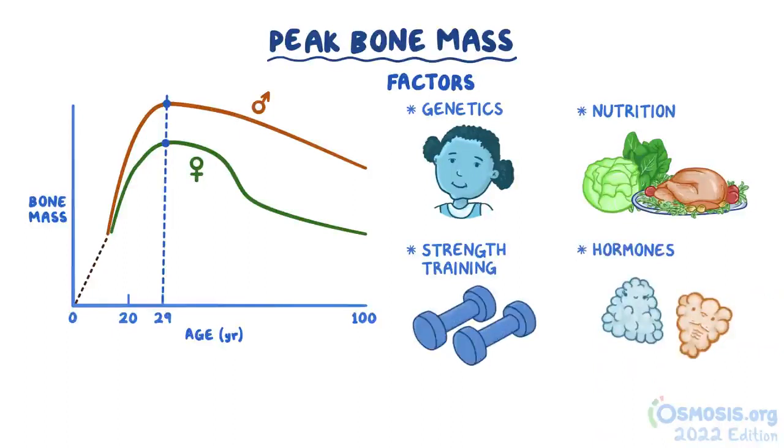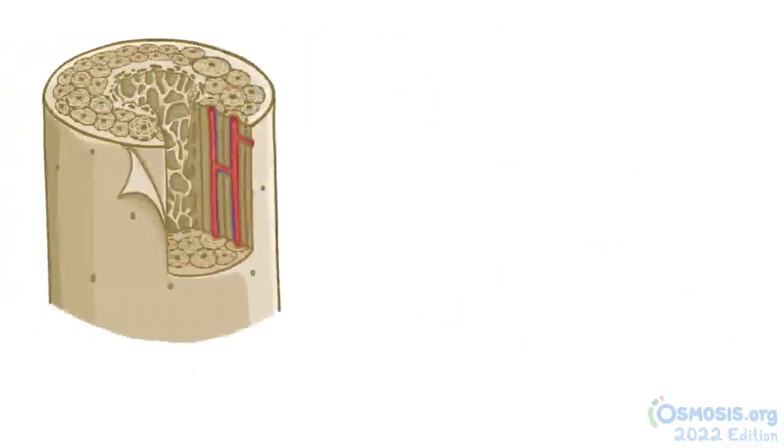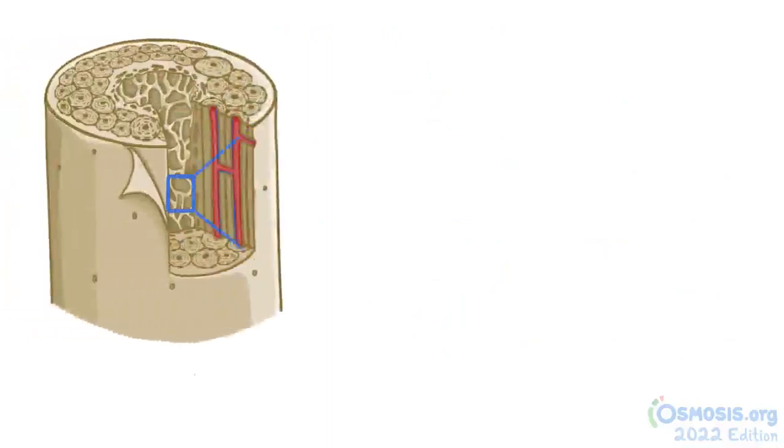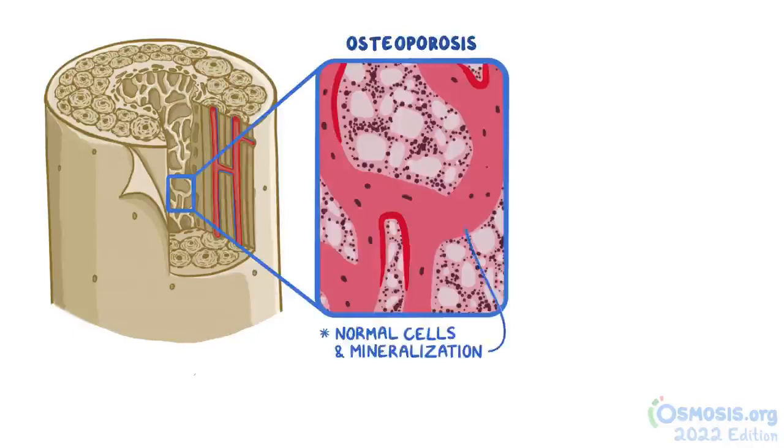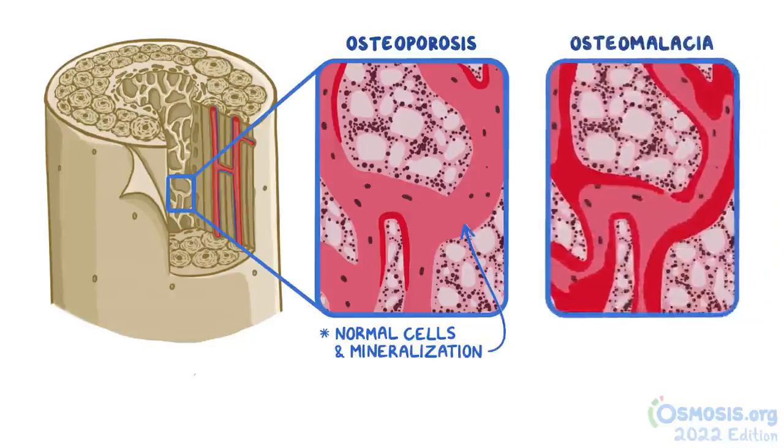bone resorption. Okay, now when osteoclasts break down bone faster than the osteoblasts can rebuild it, it results in the lowering of the bone mass and eventually osteoporosis. If we zoom into a cross-section of an osteoporotic bone, it will show normal cells with normal mineralization, which differentiates it from osteomalacia, where there's a lack of mineralization.